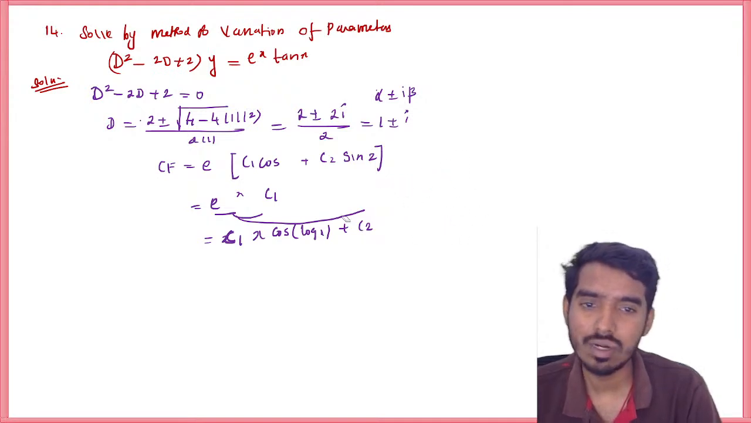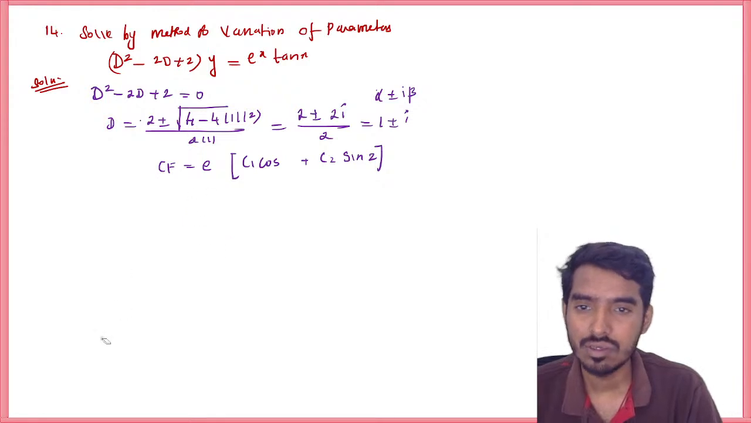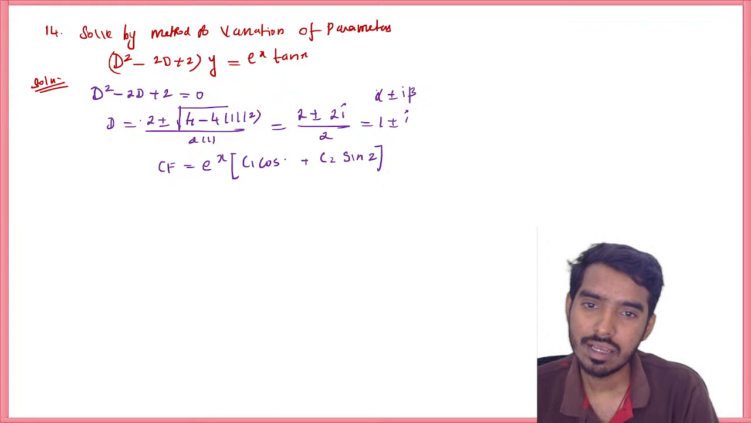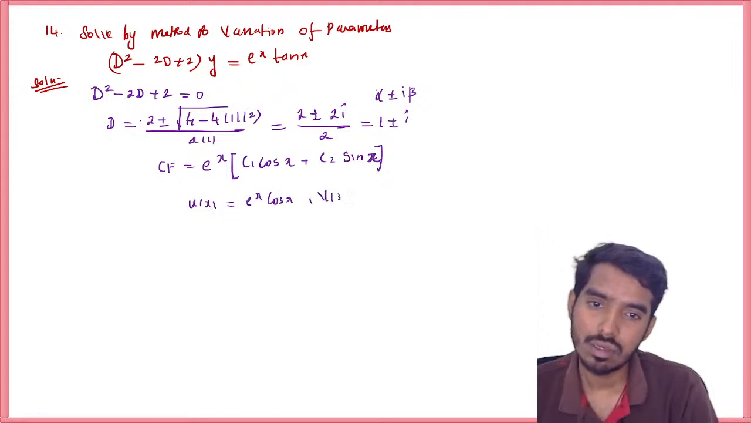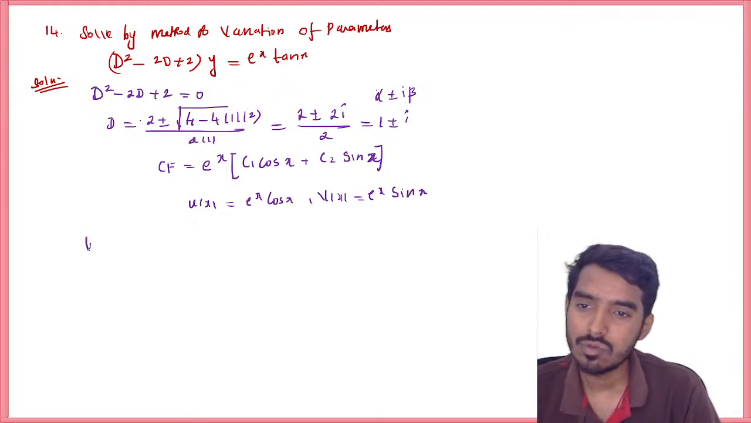Cauchy-Euler, with the independent variable z, so e^x cos βx. Therefore u(x) is e^x cos x, v(x) is e^x, and r is e^x tan x. What is your Wronskian? W(x) with u = e^x cos x.